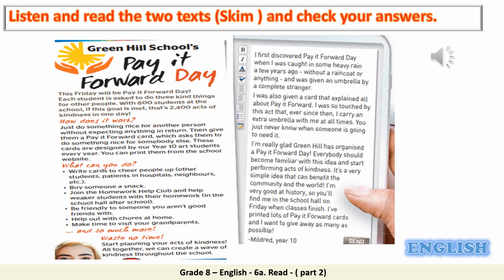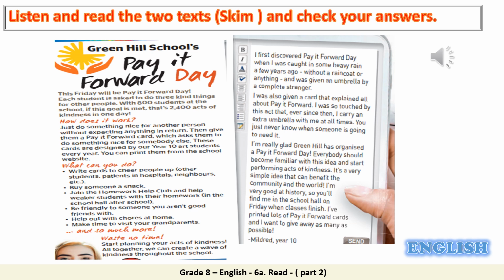I first discovered Pay It Forward Day when I was caught in some heavy rain a few years ago without a raincoat or anything, and was given an umbrella by a complete stranger. I was also given a card that explained all about Pay It Forward. I was so touched by this act that ever since then, I carry an extra umbrella with me at all times. You just never know when someone is going to need it. I'm really glad Greenhill has organized a Pay It Forward Day. Everybody should become familiar with this idea and start performing acts of kindness. It's a very simple idea that can benefit the community and the world.